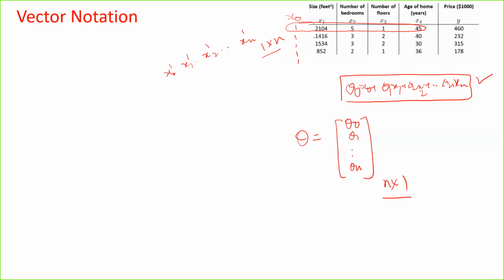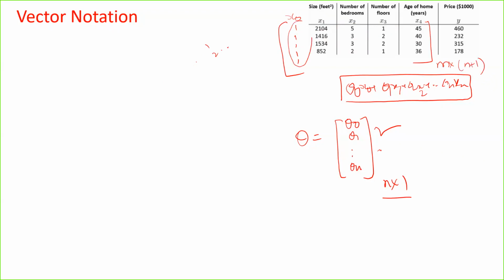Similarly, in order to get the prediction for the second instance, I multiply the second row with the same theta, and the third row with the same theta, and so forth. So this is the x that I am taking here. Can you tell me the size of x if there are m instances and n features? It is m cross n plus 1, because there is one additional column we have added here, right? So m cross n plus 1.